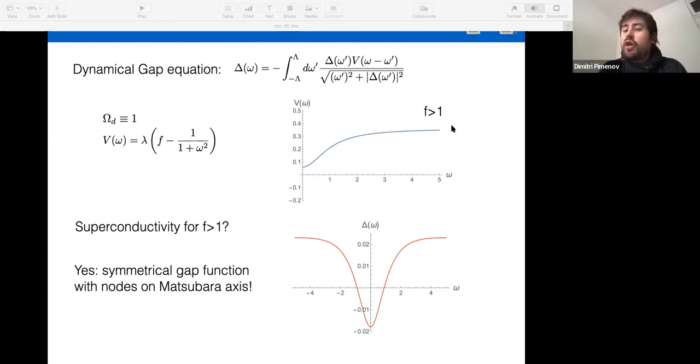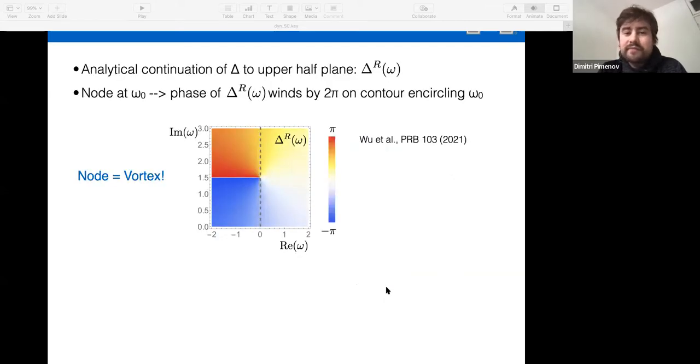But still, although it's purely repulsive, we can again solve the gap equation, and we find a finite solution, which is typically a symmetric gap function on the Matsubara axis, and it has two nodes on the Matsubara axis. These nodes are a somewhat non-trivial characteristic, because they can be interpreted as a dynamical vortex. So just a quick recap.